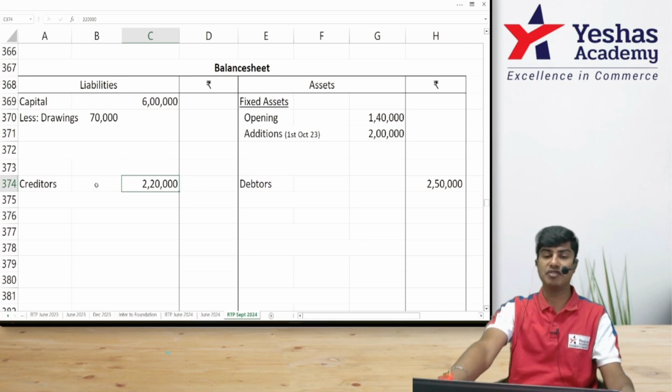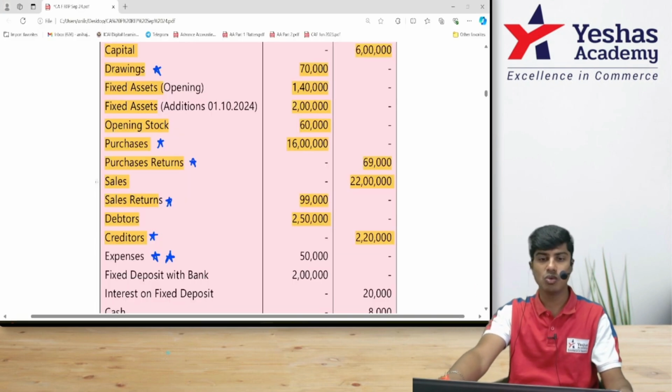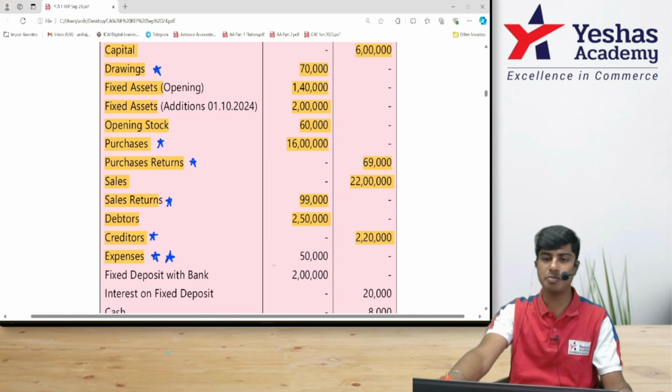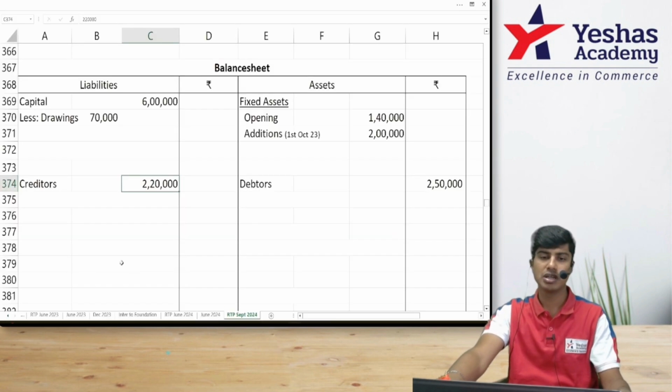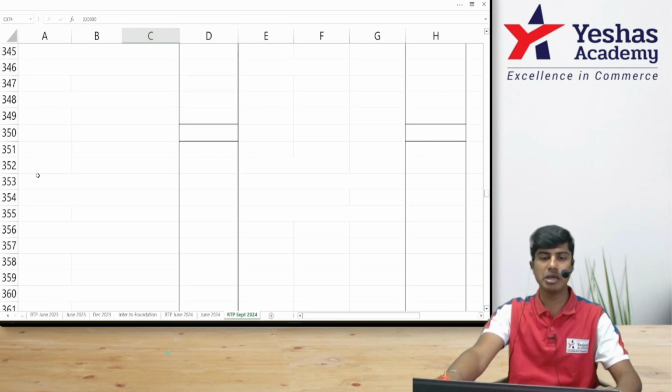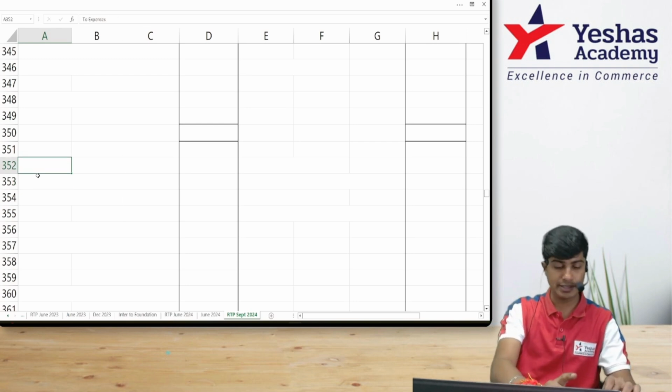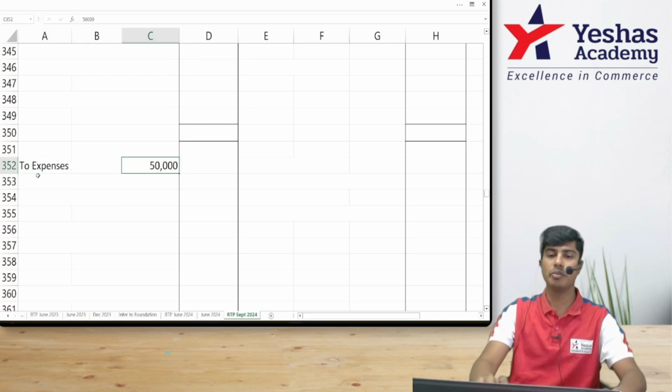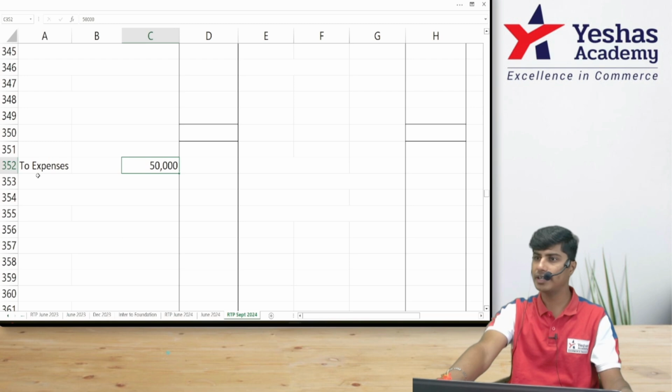this. After creditors of 2 lakh 20, what do I have after that? I have expenses of 50. Oh, this has two adjustments. I would write this expense in the P&L account debit side and wait for it to be adjusted for both the adjustments. Come to our P&L account. In my P&L account, I would write here two expenses. How much? 50,000. Got it?